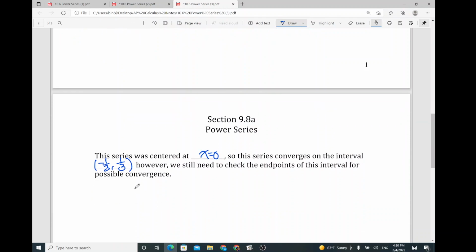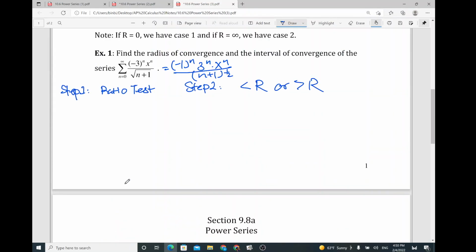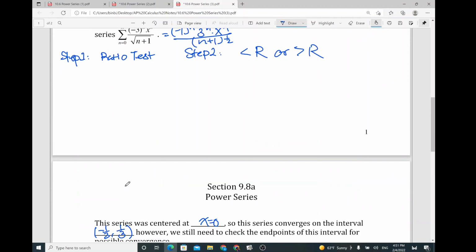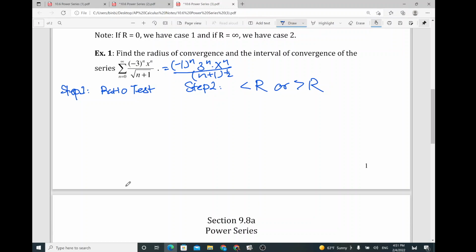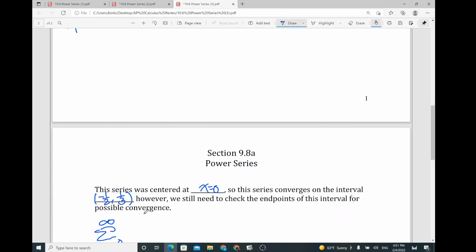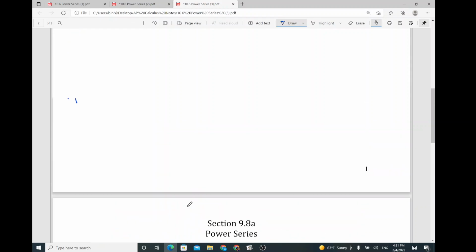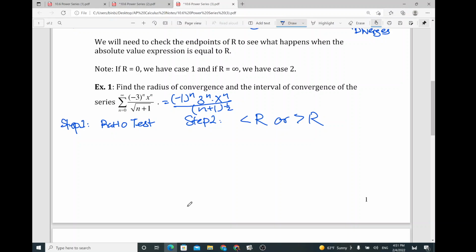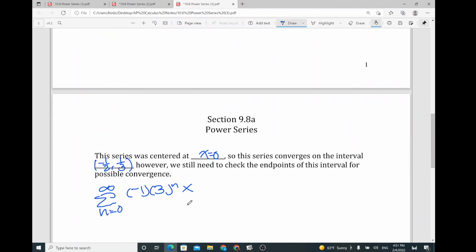Okay, so this one, it's sigma n equals 0 of (-1) to the power of n over 3 to the power of n, and the other one is x to the power of n, all over square root of n plus 1. So plugging a number back here, start with x equals -1/3.